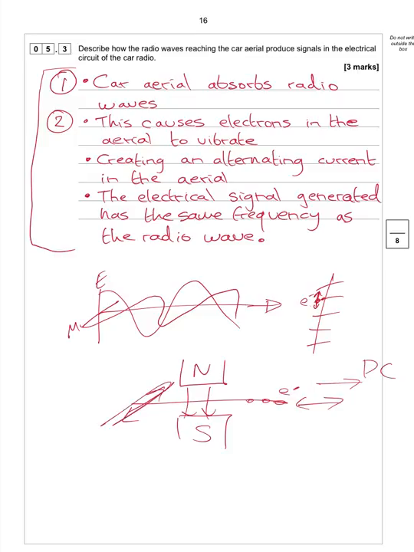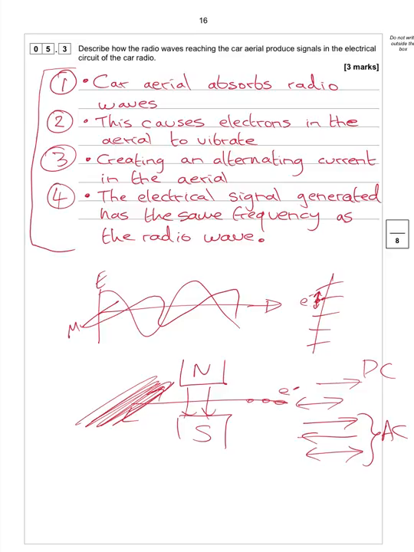But if you move it back and forth, the electrons will be made to move back and then forth, and that is the definition of an alternating current, where the electrons are moving back and forward, side to side. Okay, so the magnetic field that's oscillating around the aerial causes the electrons to vibrate, which generates an alternating current in the aerial. And to finish off answering the question, the electrical signal generated has the same frequency as the radio wave.